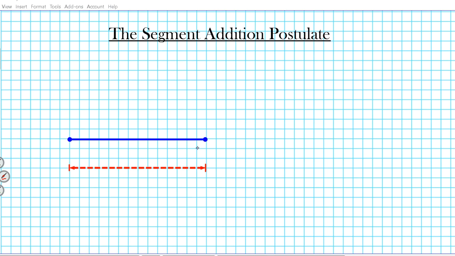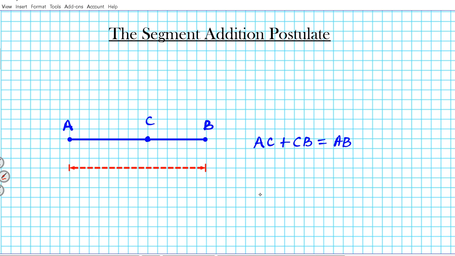Alright, before we get started, let's take a look at what the segment addition postulate is first. Let's say we have a segment like this. Let's call it segment AB, and you have an interior point in the segment, let's call that C. The segment addition postulate basically means that if you add the different parts of the segment, you get the entire segment. So if you have AC plus CB, that's going to be equal to AB. That's basically what the segment addition postulate is.